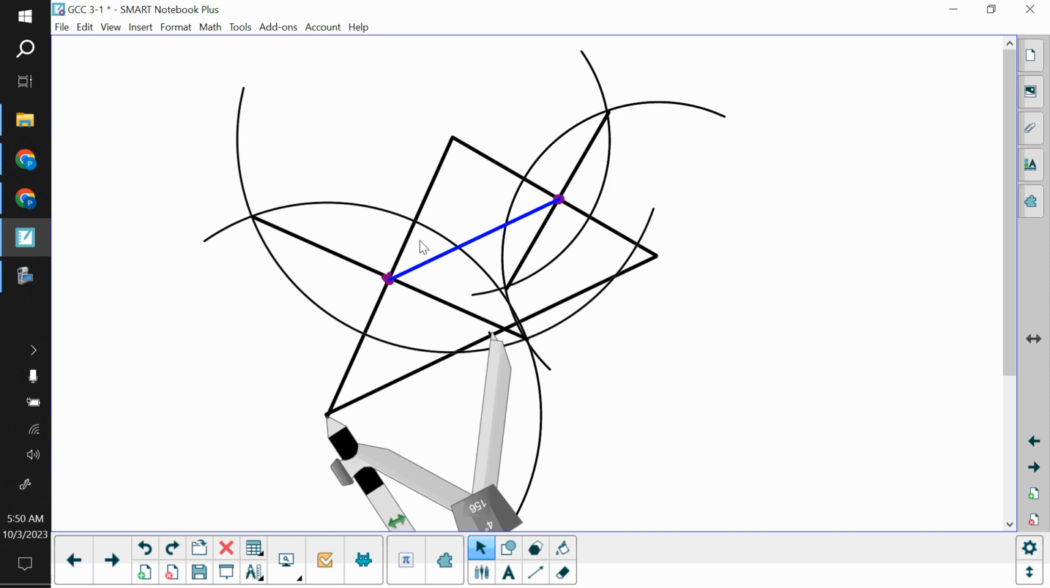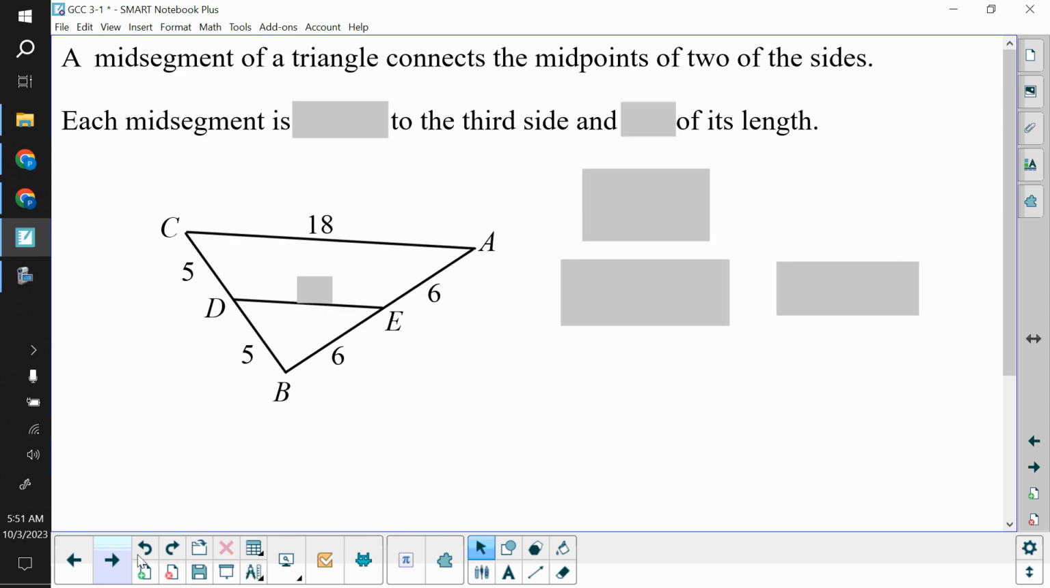So there are 2 ways we can think of this. The mid-segment is half the length of the third side, or you can think of it as the third side is double the length of the mid-segment. Those are both essentially saying the same thing. And those are our 2 properties for mid-segments. So if we flip over to page 2, we'll get that down in notes and then we'll do some problems.